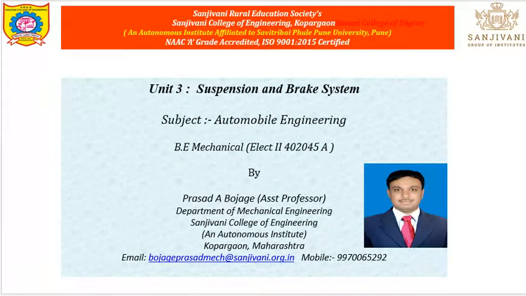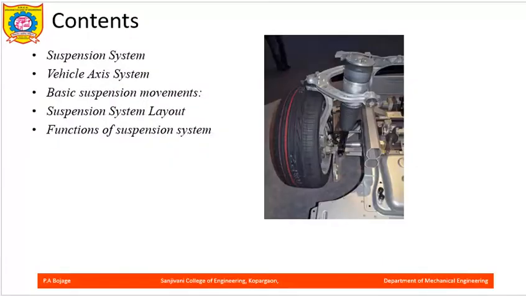Hello friends, today we are going to start with unit number 3, that is suspension and braking system, subject automobile engineering, B mechanical. So, let us go through the contents of this video. In this video we are going to discuss suspension system, vehicle axis system, next basic suspension movements. So, what are the movements of suspension? We are going to see in details. Again, suspension system layout and functions of suspension system. So, let us move ahead.